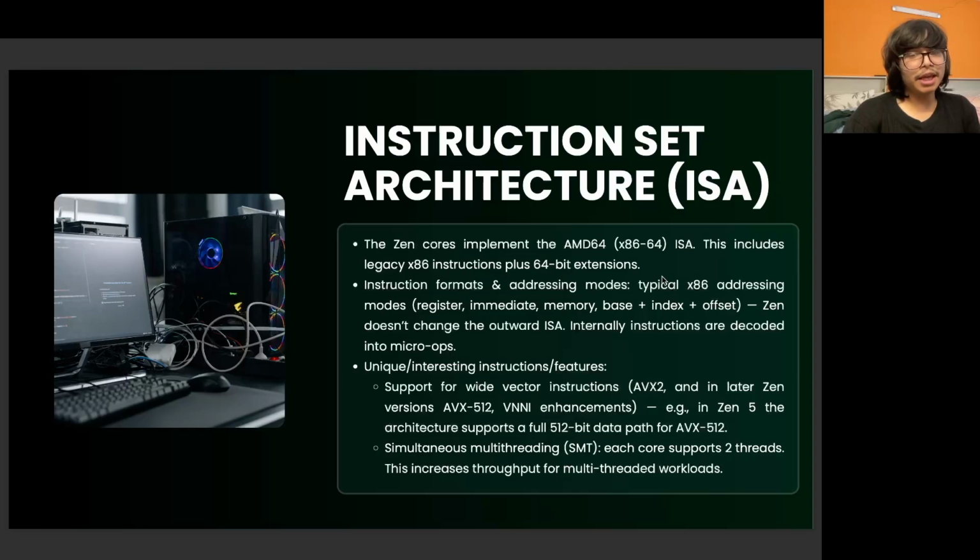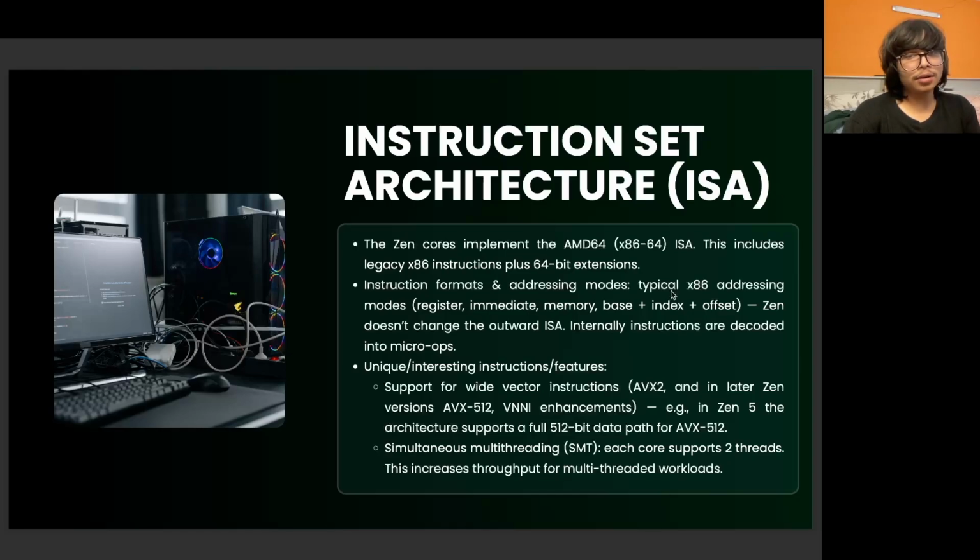Zen implements AMD's version of the x86-64 instruction set, also known as AMD64. It supports multiple addressing modes such as register, immediate, and memory with base plus index offset, giving programmers flexibility. Internally, each instruction is decoded into micro-ops that can be executed more efficiently by the hardware.